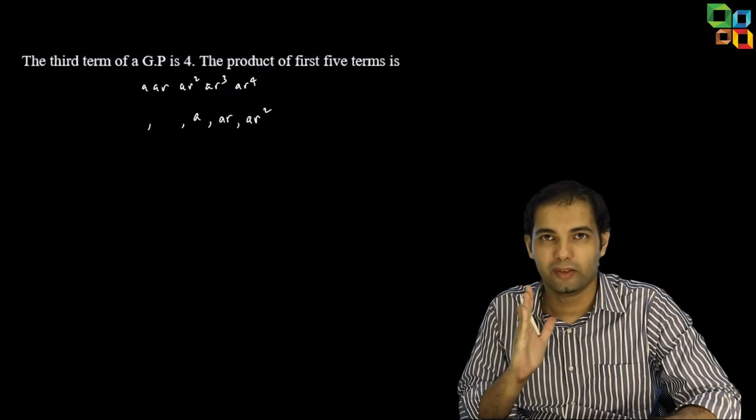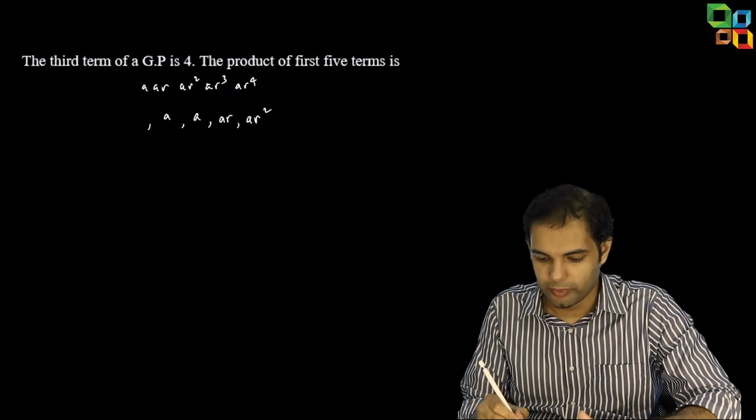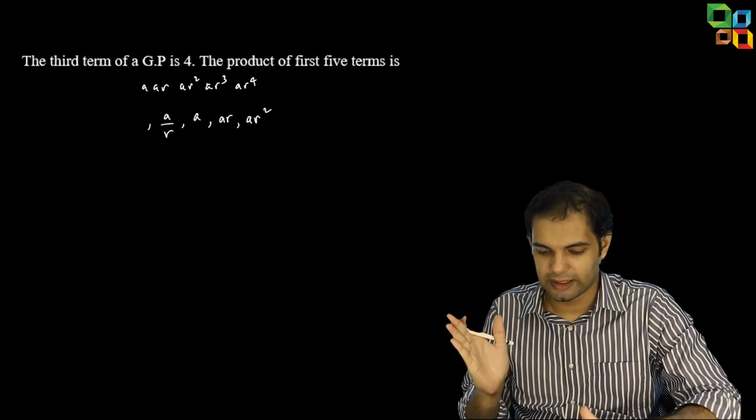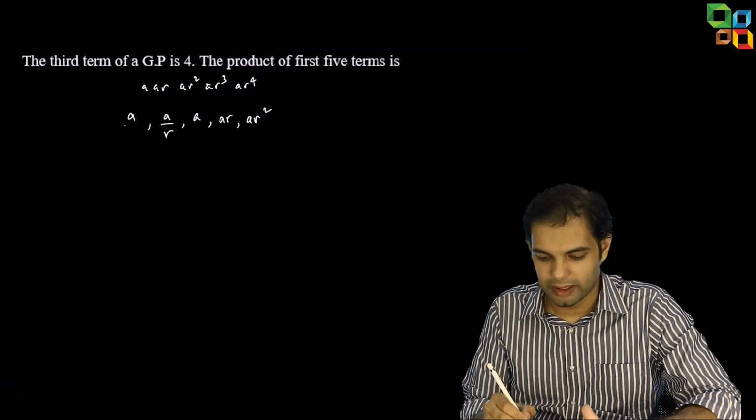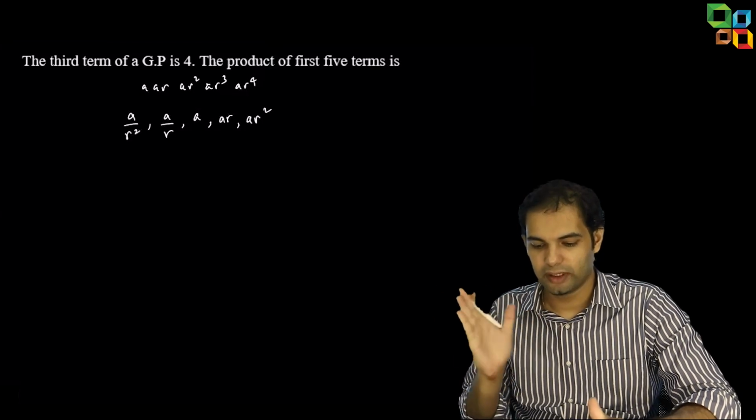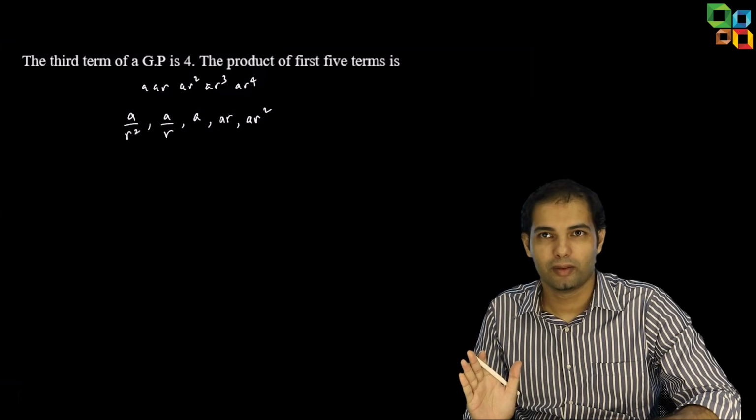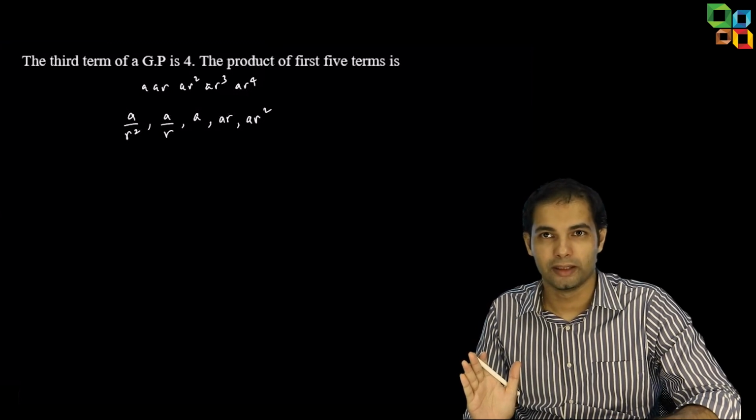Right? We are multiplying with r. Other side, what should it be? It should be a by r. Correct. We are multiplying with r and getting a. And this should be a by r square. So by multiplying with r, I should get the next term. Fine. I hope it's clear.